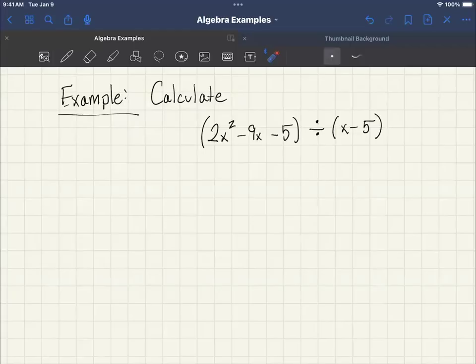Hi, today we're going to calculate the polynomial division of 2x squared minus 9x minus 5 divided by x minus 5. I really enjoy polynomial division.